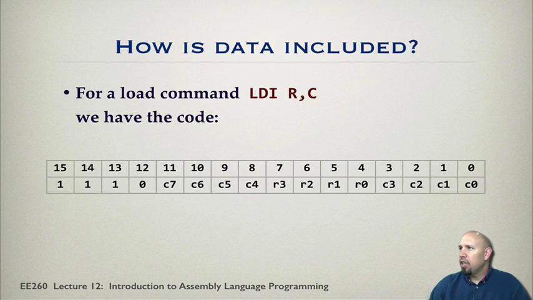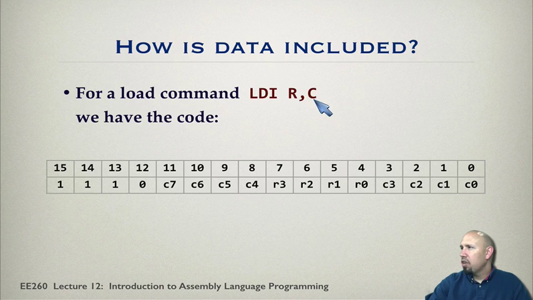How is data included in a command? As I mentioned, for some commands, data is actually embedded in the command itself. So here's the command, load immediate. That's what this stands for. Again, that's the mnemonic. Load immediate R, C. So R is the register, and C is the data.